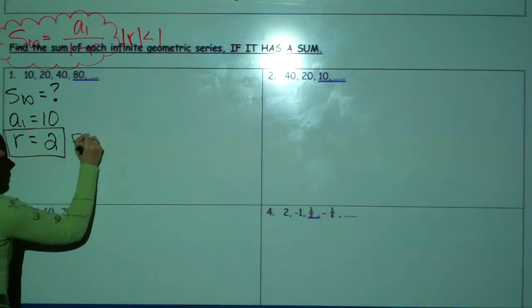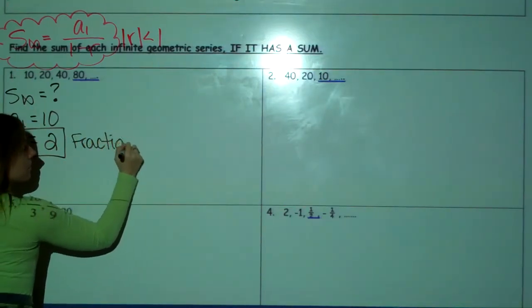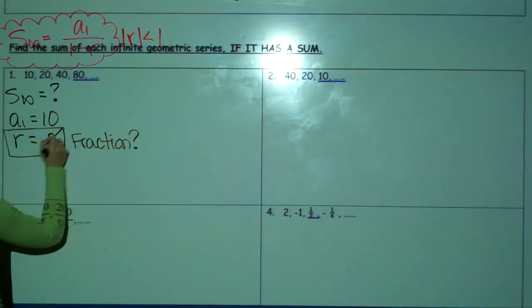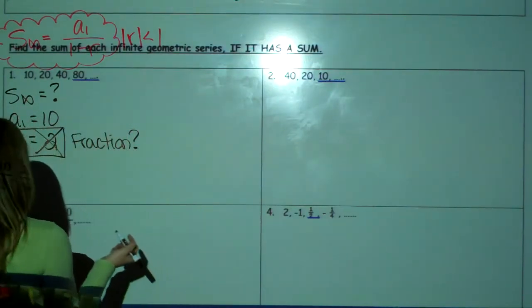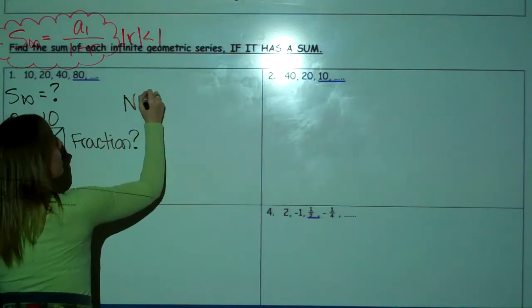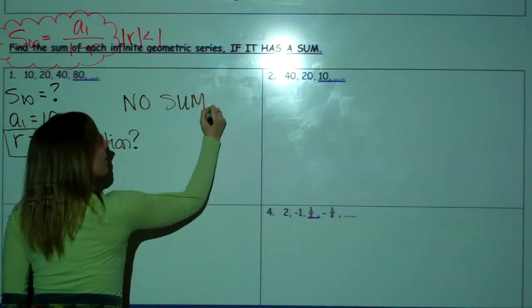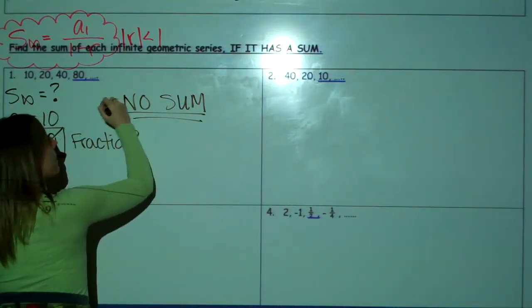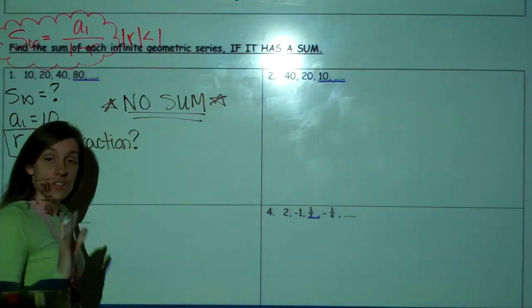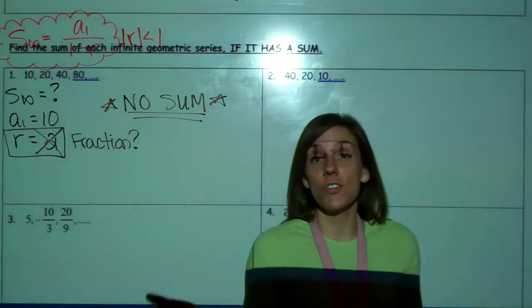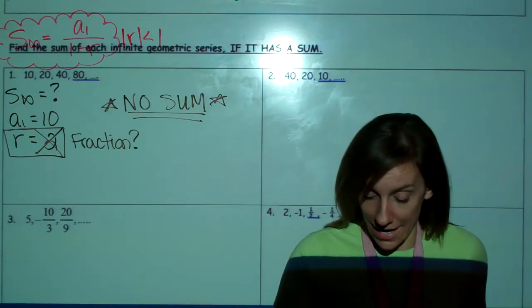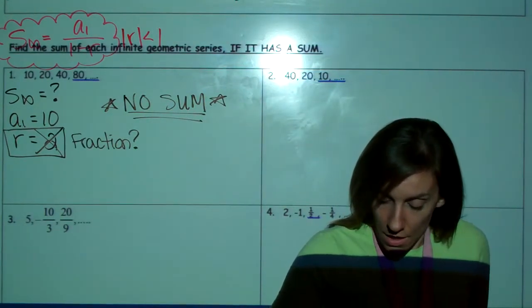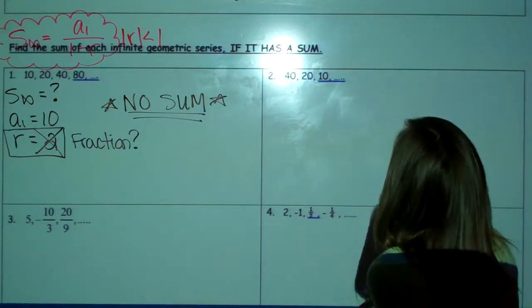Is this a fraction? Okay, nope, it's not. So this has no sum. It has no sum because they're getting too large. They would go on forever and just get larger and larger, and you can't add that up. Okay, so then the next one.